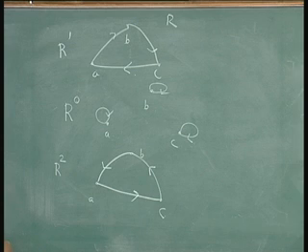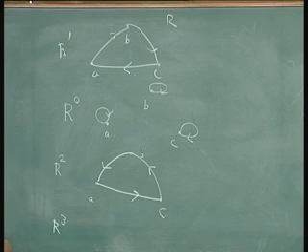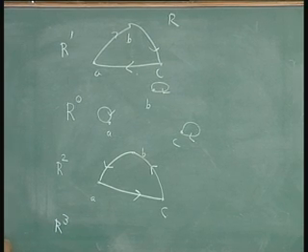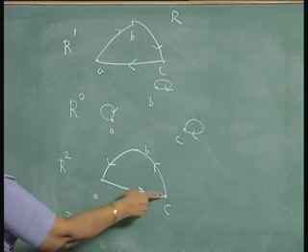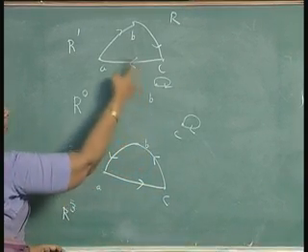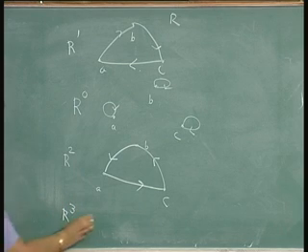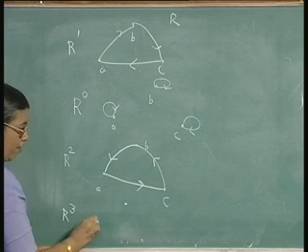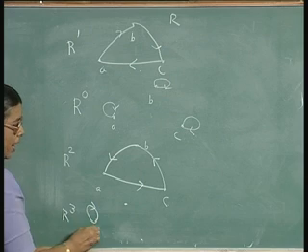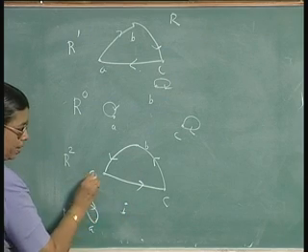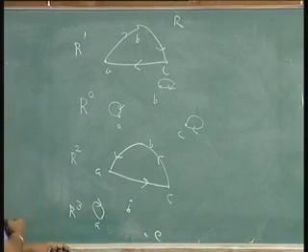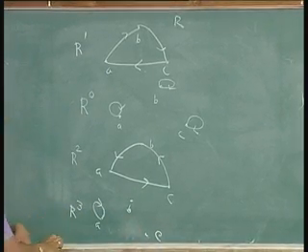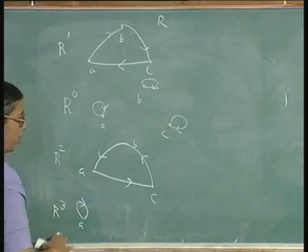Now, what can you say about R cubed? R cubed is R squared into R. In R squared you have A to C, in R you have C to A. So, combining that you will have a self loop at node A, this maybe I will write it better way.